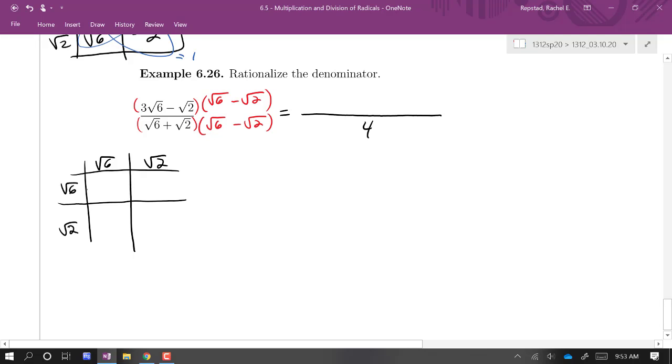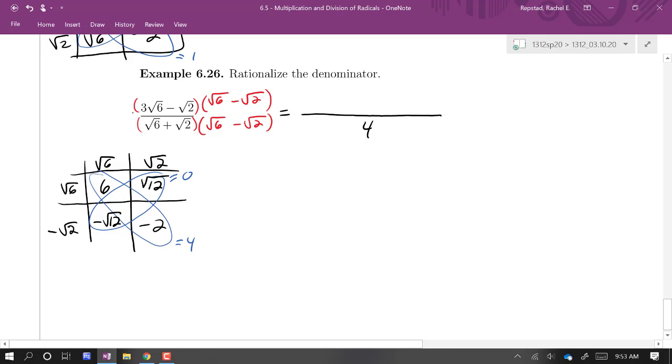Let's just verify. Root 6 times root 6 is 6. This gives us root 12. On the bottom, now I've got, whoops, I'm actually just squaring. Hold on. One of these should be, I'll say that one's negative root 2. Negative root 12 and minus 2. So here are our like terms that sum to 0, so those radicals cancel. Our like terms here give us 4.